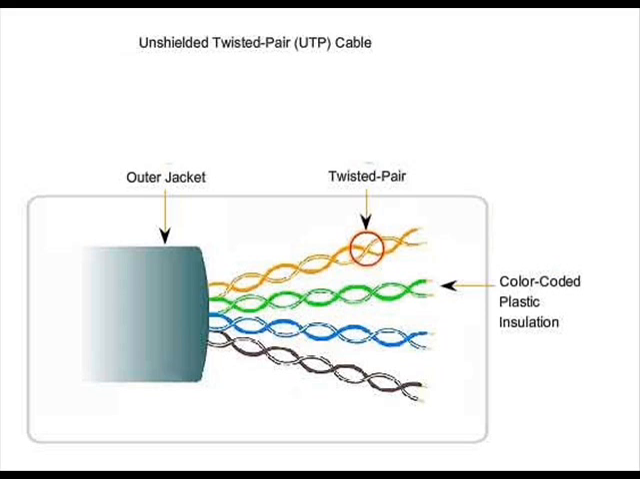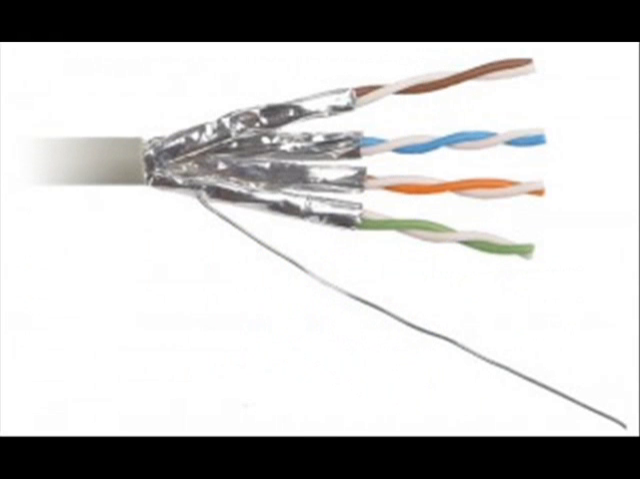Vulnerable to EMI, electromagnetic interference, and unfortunately can cover only the short distance. This is why it's rarely used in the WAN networks.